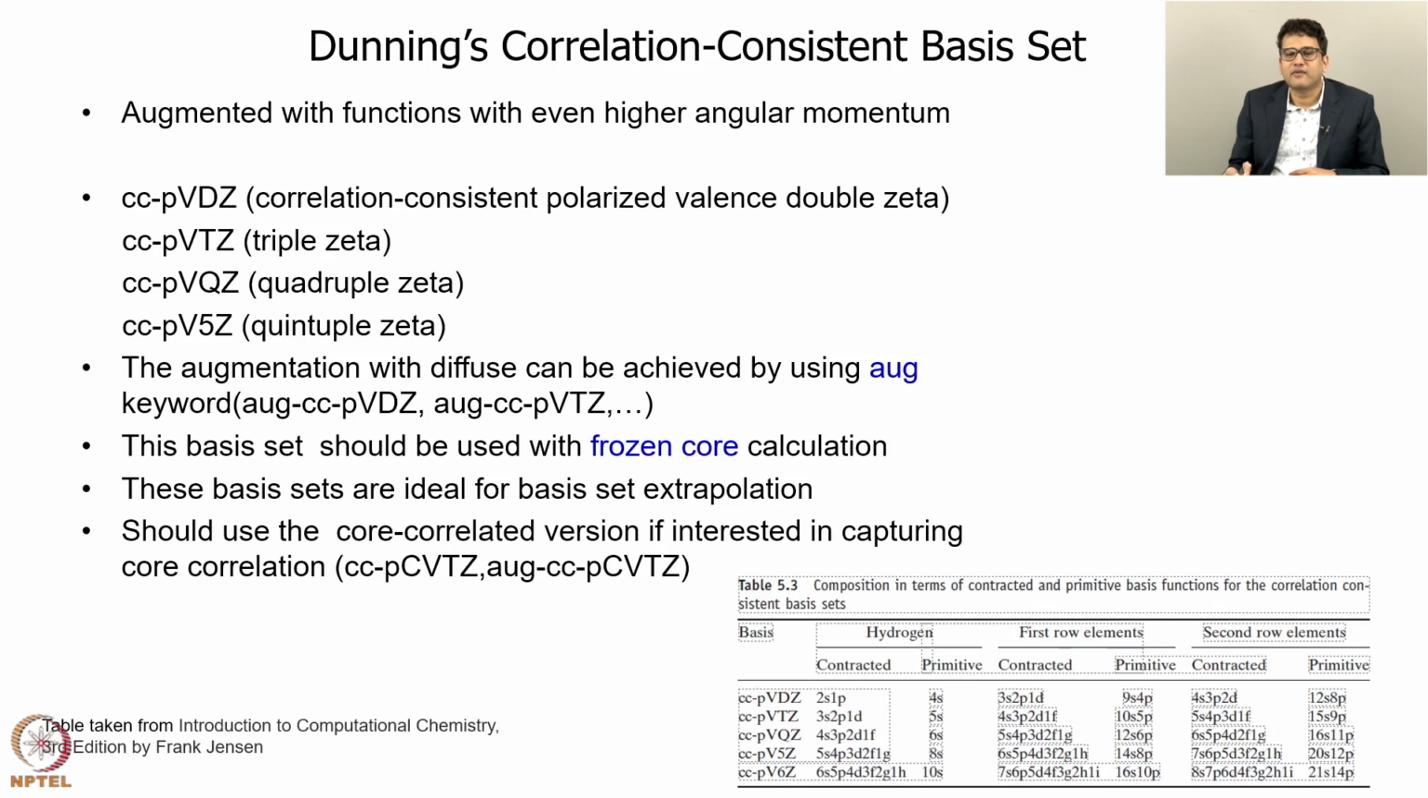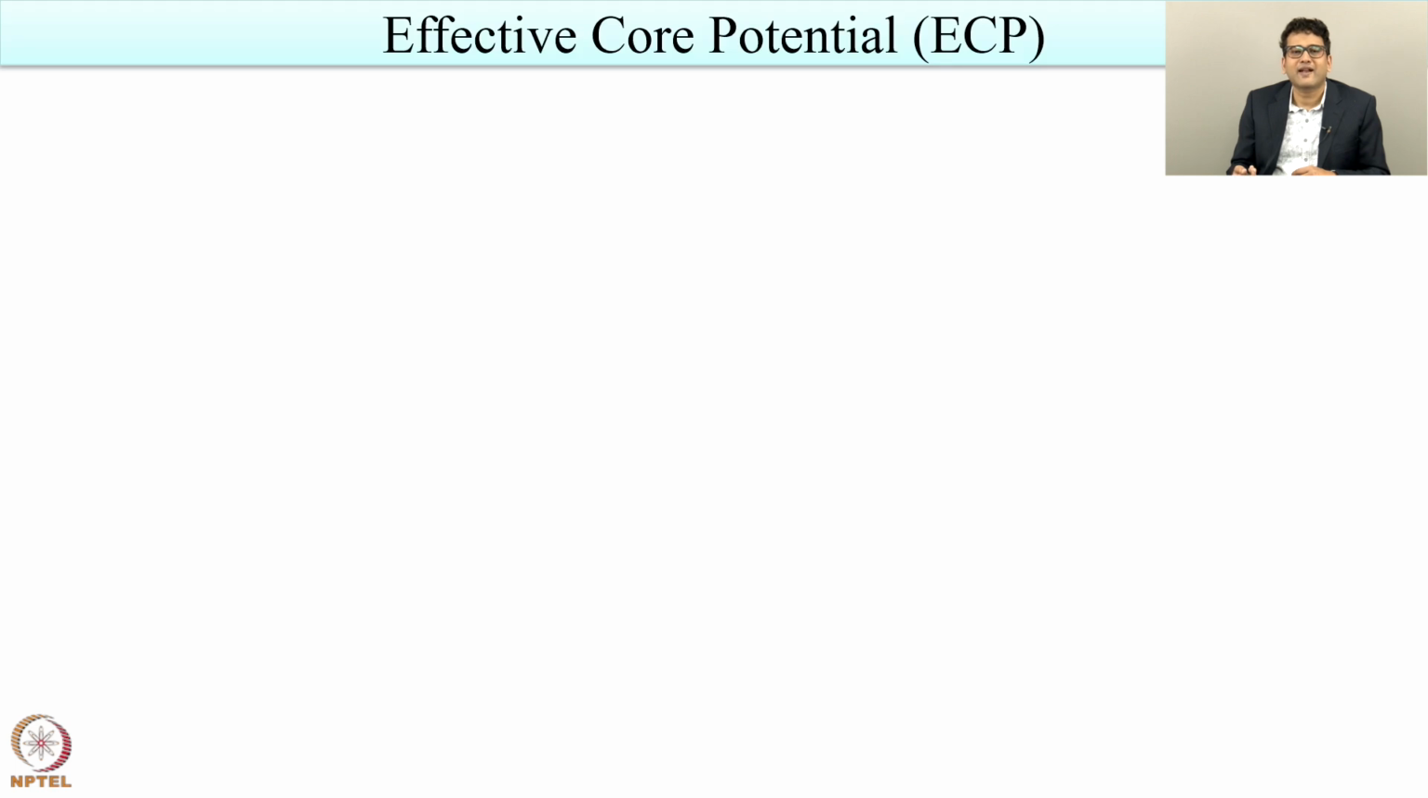Now, these are the values for hydrogen: what are the primitive functions for hydrogen and other elements. We are going to go into this discussion; we will go to the Basis Set Exchange and see what this correlation consistent basis set looks like and what it means by this 2s1p, 3s2p, 1d. But before discussing that, let us discuss something called an effective core potential.